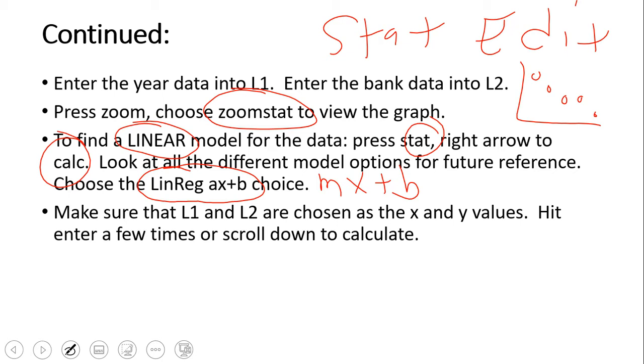So when you bring up your screen, it should say L1 is the X and L2 is the Y. Again, that's what you want. Then if you hit enter a couple times or scroll down to the word calculate, when you hit enter, it should actually bring up the information for the linear regression. So make sure that you've completed all those steps, and then I'm going to show you how to actually put it together.